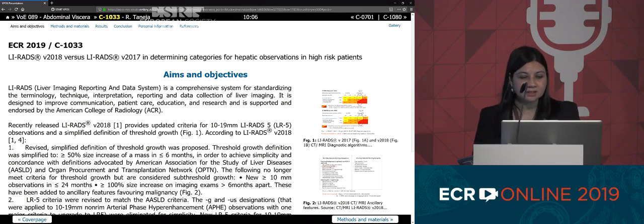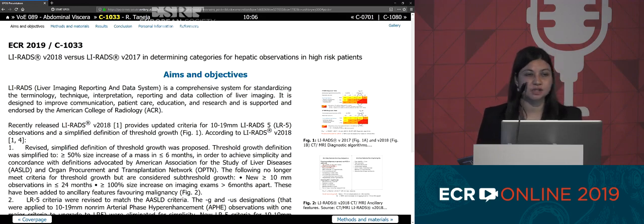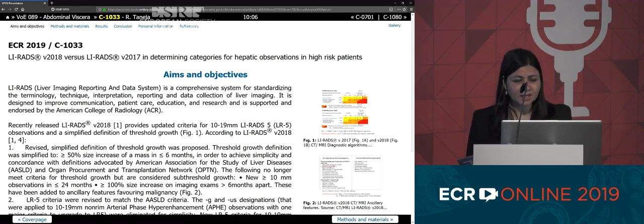Good morning, everyone. The topic for my exhibit is LI-RADS version 2018 versus 2017 in determining categories for hepatic observations in high-risk patients. As we all know, LI-RADS, or Liver Imaging Reporting and Data System, is a comprehensive system for standardizing terminology, technique, interpretation, reporting, and data collection of liver imaging in high-risk patients. It is supported and endorsed by the American College of Radiology.